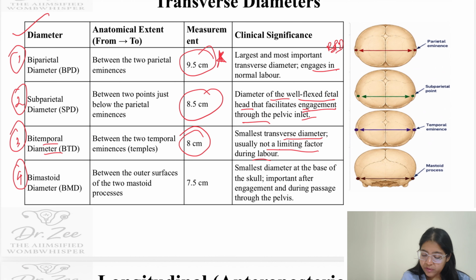Bimastoid diameter. Between the two mastoid processes, the length is 7.5 centimeter, and this is the smallest diameter at the base of the skull, and important after engagement and during passage through the pelvis. So just remember the names and the centimeters. It will be in decreasing order.